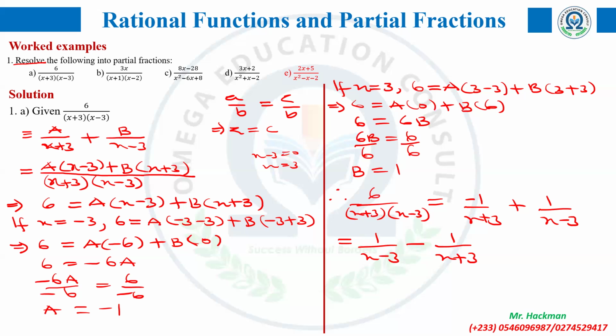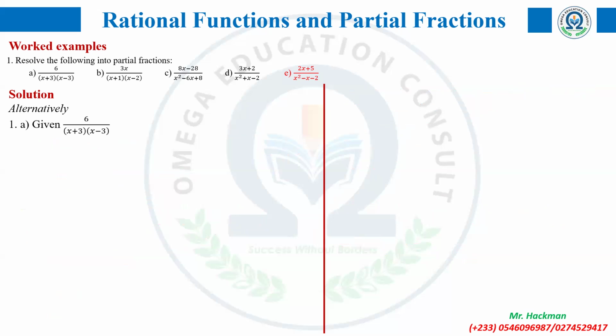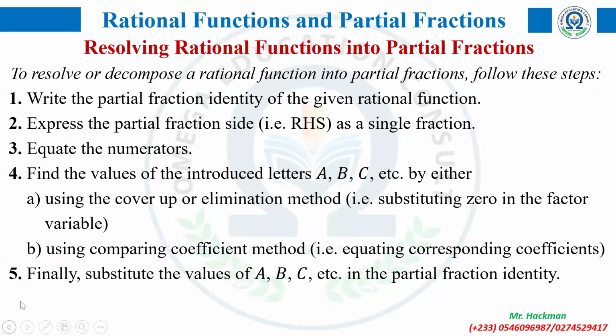Okay, so on that note, this will be it for the cover up method. Let's look at the alternative method. With the alternative method, you start the same way. Remember we said for all of them, let's go back to the steps and see. The alternative comes in when you are finding the values of the unknowns, and that will be after you've equated the numerators. So it means step 1, step 2, step 3 will be there before you come and use the second method. Is that clear?